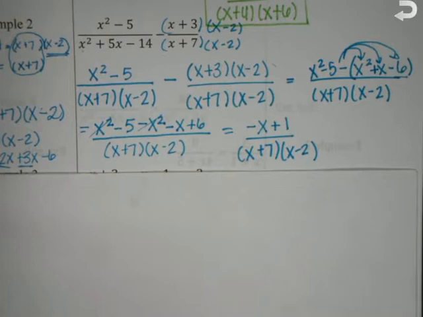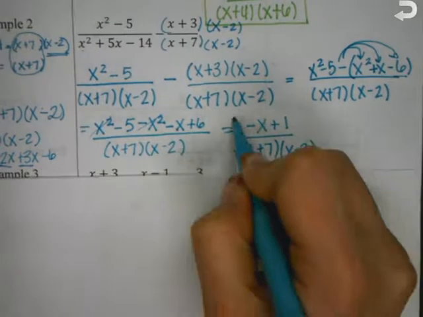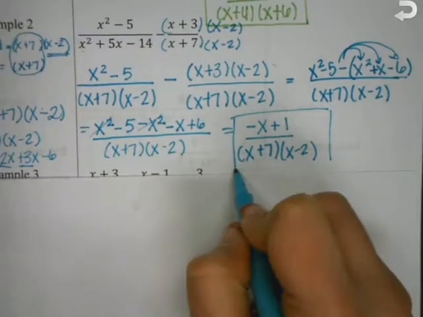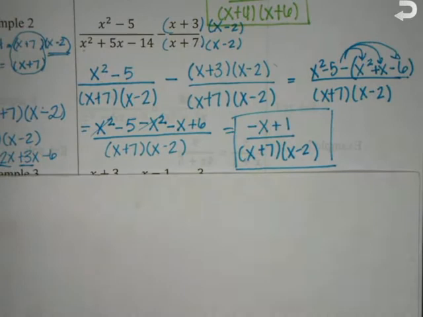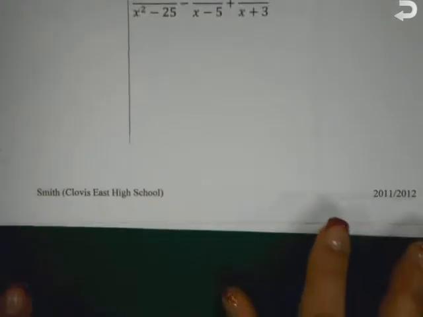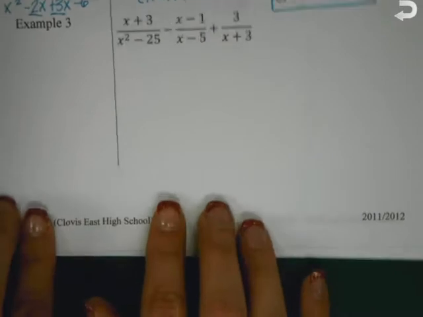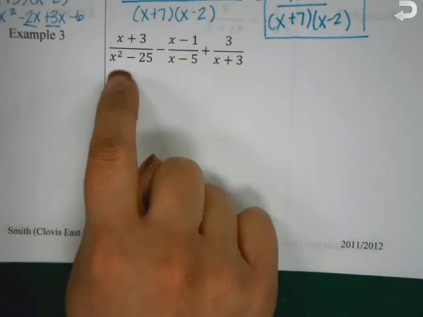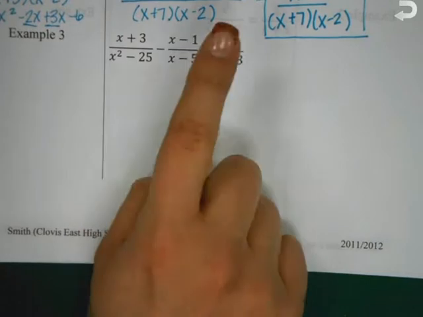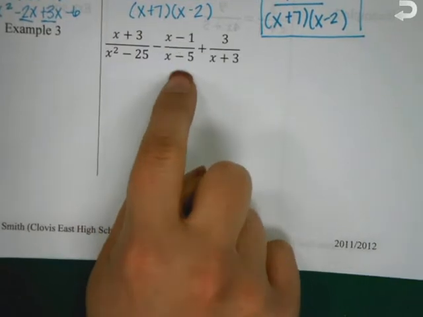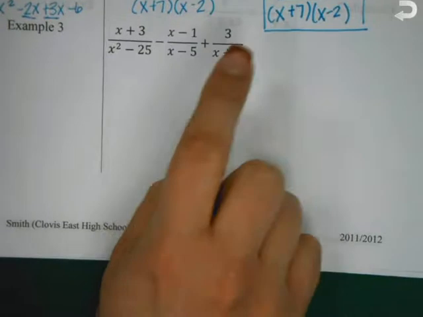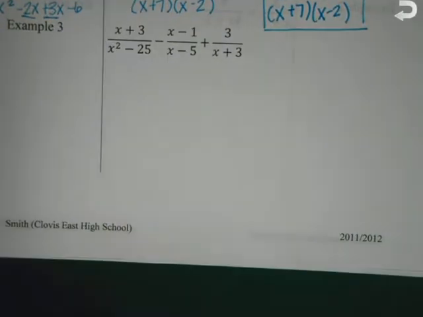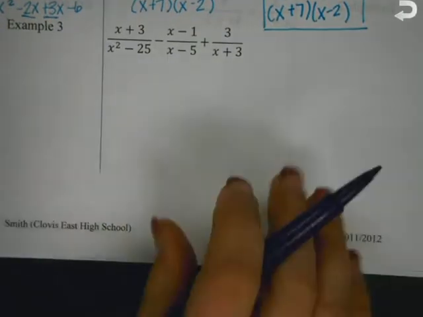And that's our answer. Okay, example 3. (x + 3)/(x² - 25) - (x - 1)/(x - 5) + 3/(x + 3). So we're working with 3 different denominators this time.